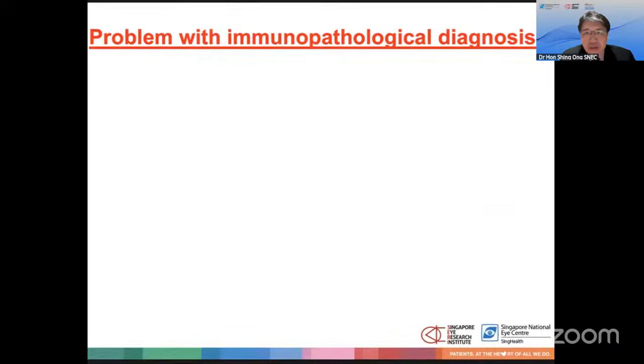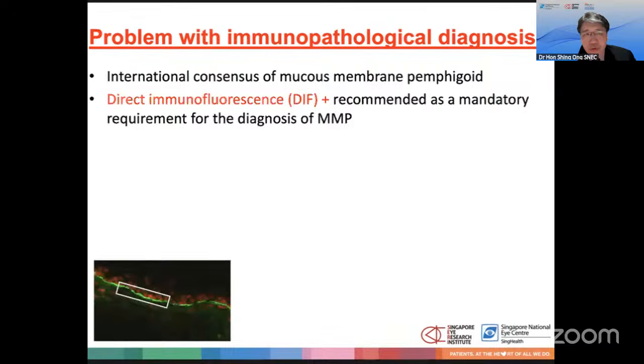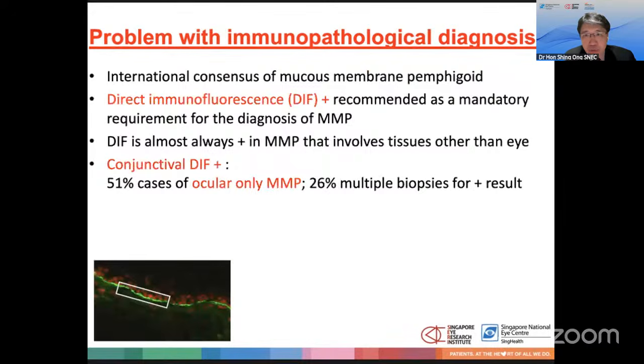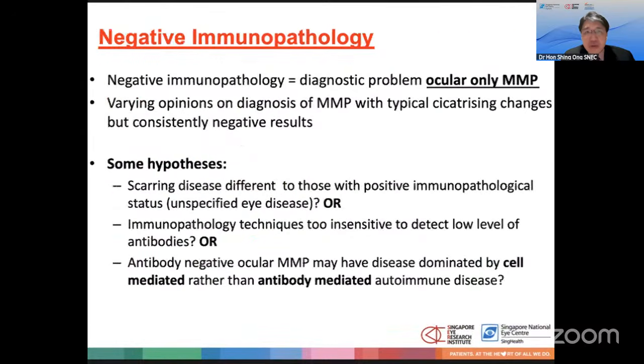The problem with the immunopathological diagnosis is that previously the international consensus on pemphigoid recommended direct immunofluorescence as a mandatory requirement for pemphigoid, but this is the case for those patients where there are tissues involved other than the eye. Direct immunofluorescence is only positive in 51% of patients with ocular-only pemphigoid, and 26% require multiple biopsies. So we cannot really exclude ocular pemphigoid by a negative direct immunofluorescence result. And indirect immunofluorescence to identify antibodies, as I mentioned, has low yield, only around 6%.